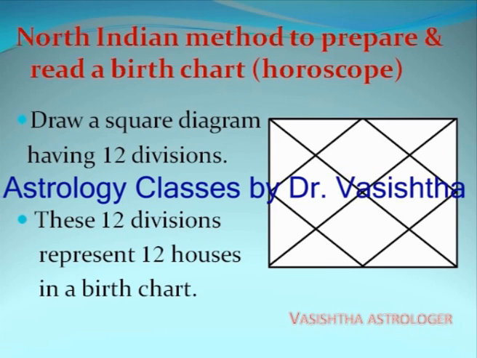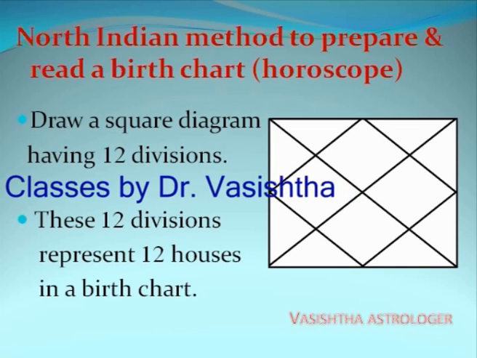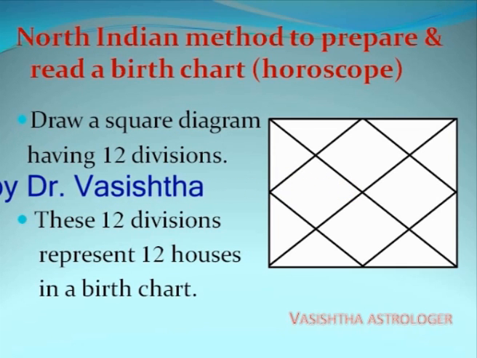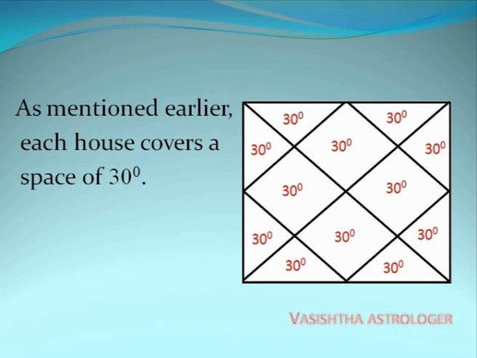North Indian method to prepare and read a birth chart or horoscope: draw a square diagram having 12 divisions as shown here. These 12 divisions represent 12 houses in a birth chart. As mentioned earlier, each house covers a space of 30 degrees.